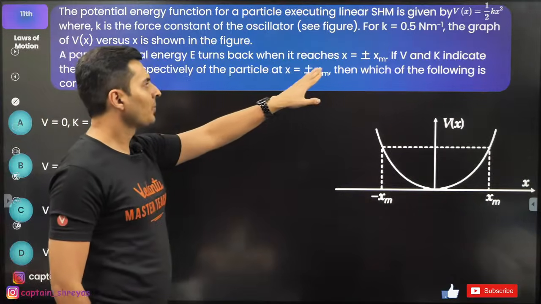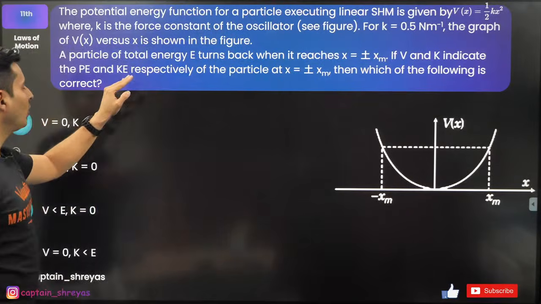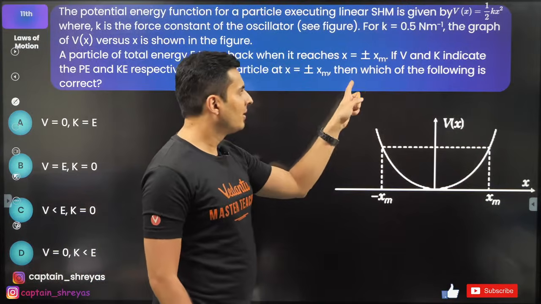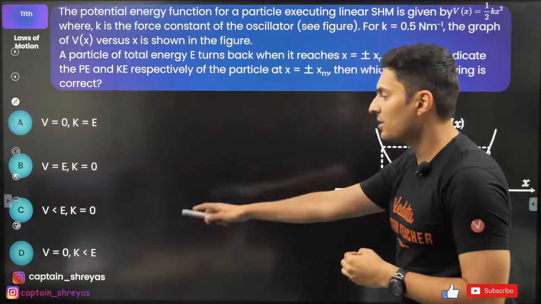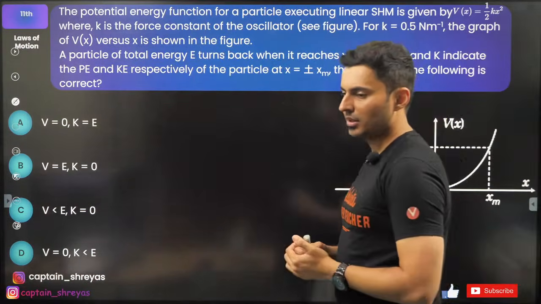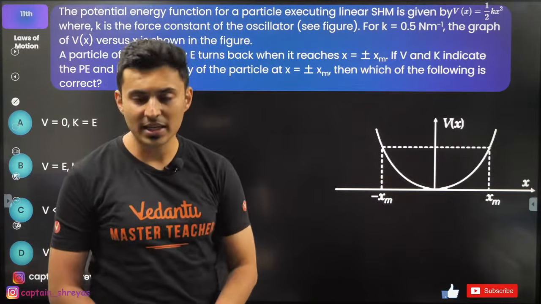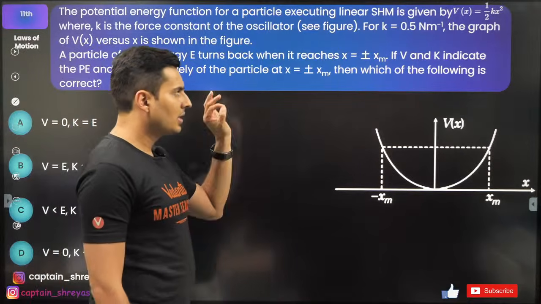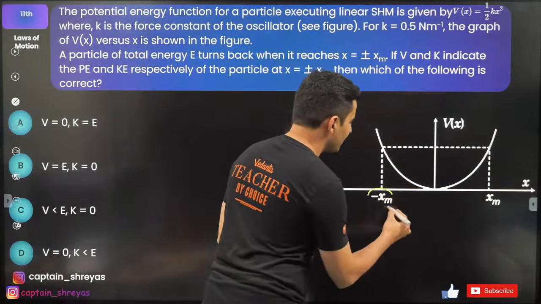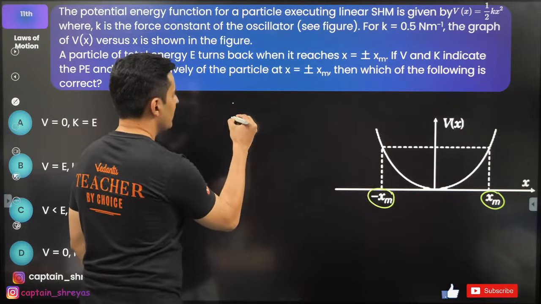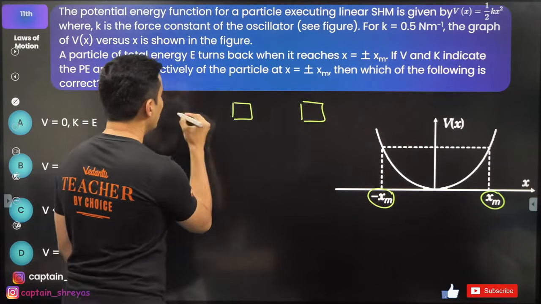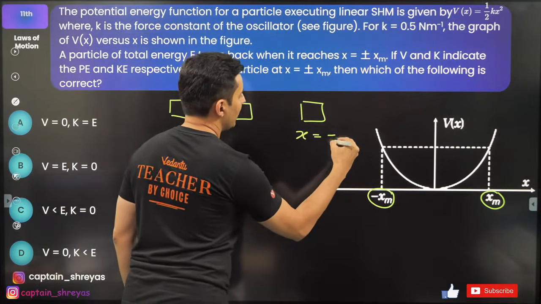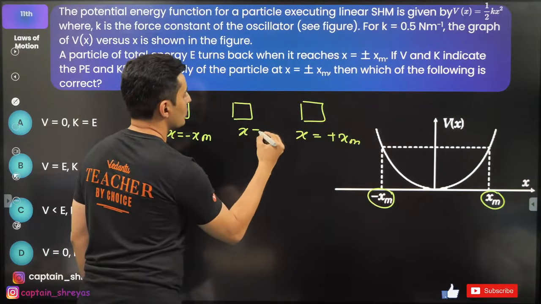The question is, if V and K indicate the potential and kinetic energy respectively, then at this or this point, which of the following options are correct? Come on, think carefully and answer this question. Very, very simple, guys. Just concentrate on this point and this point. Think what is happening to that block. This is x equals minus xm. This is x equals plus xm. This is x equals 0.